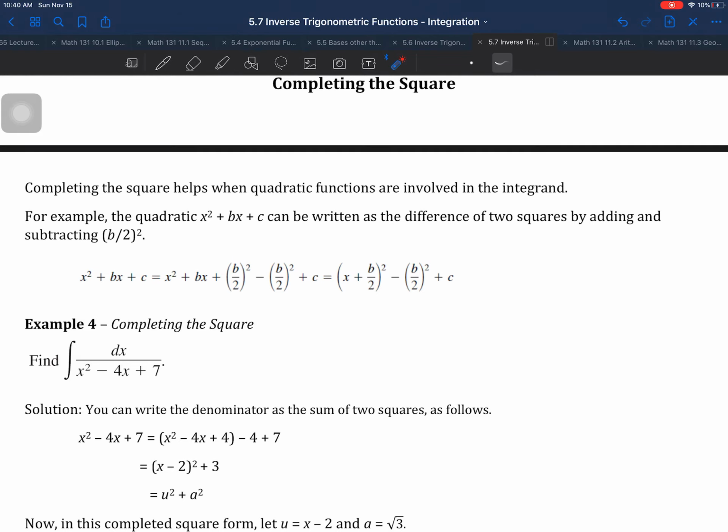For example, x squared plus bx plus c can be written as a difference of 2 squares by adding and subtracting b over 2 squared, such as this form, right? Remember that to complete the square, we take b divided by 2 and then square it, but we have to compensate for adding it by subtracting it. That gives us a perfect square, and this is just going to be outside this perfect square. So that's what we're going to be doing here.